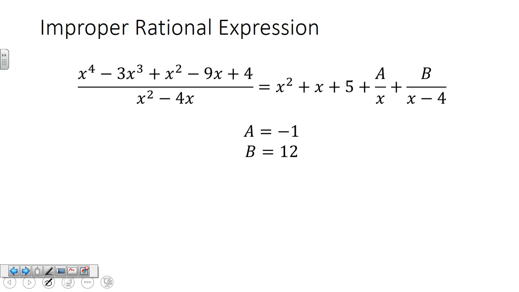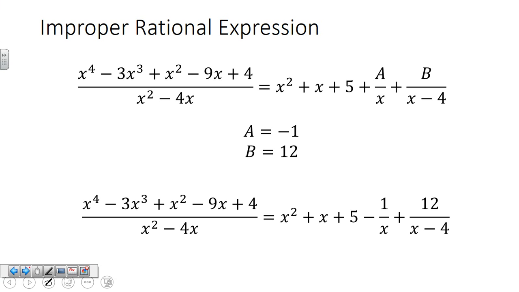So we're going to put the negative 1 over the x. We're going to put the 12 over the x minus 4. And don't forget where this came from. We're trying to decompose this big, nasty-looking improper fraction. So we've got to include the x squared, the plus x, the plus 5 that was there after our long division. So don't forget about that stuff. Don't forget where the problem came from. And here is my final answer, that this big, nasty, improper fraction equals x squared plus x plus 5 minus, because a was negative 1, minus 1 over x plus 12 over x minus 4.